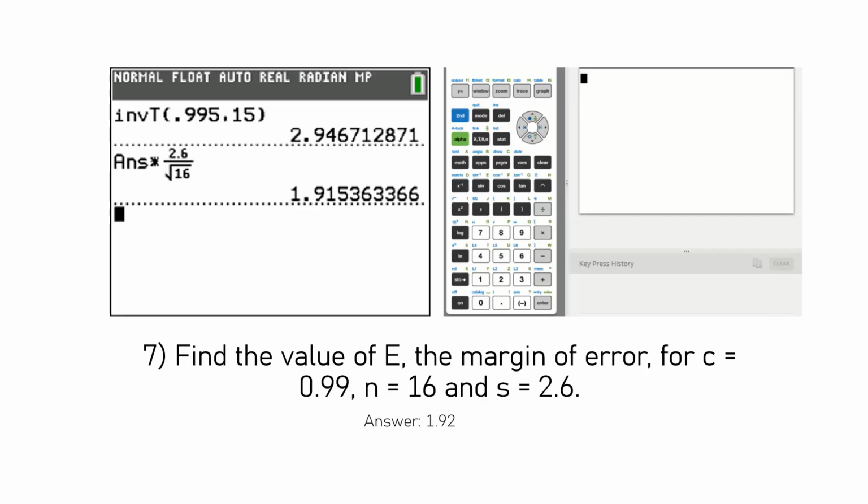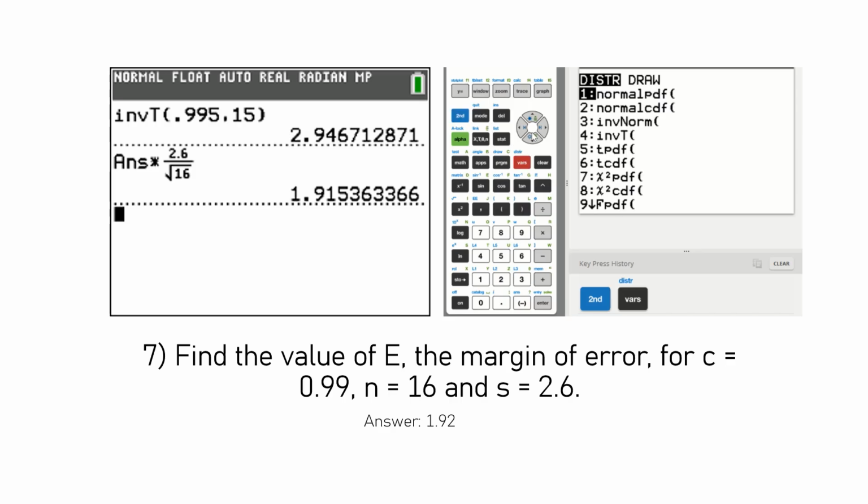So I need a critical value, and still assuming you don't already have a list of them given to you, and we need to find one, then I'm going to determine if I need a z or a t. Because I don't have a sigma, I have an s, that tells me that I'm going to need a t sub c, not a z sub c. So the existence of an s means that I'm going to go to second vars, and I'm going to go down to number 4, inverse t, because s is what I use with a t when I have a sample.